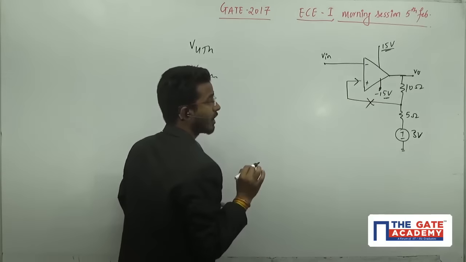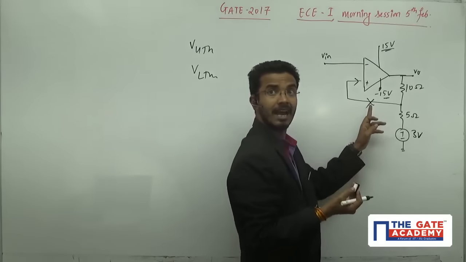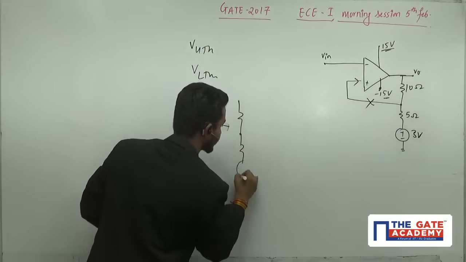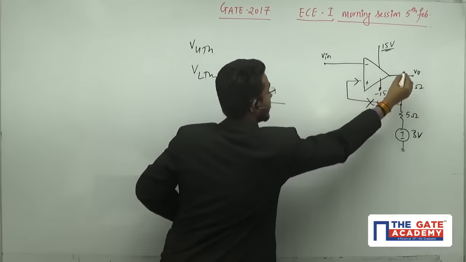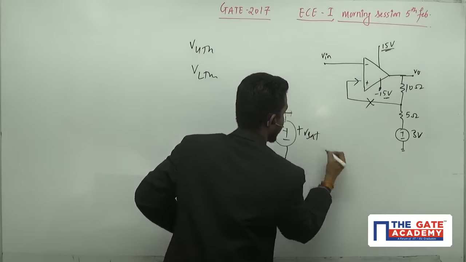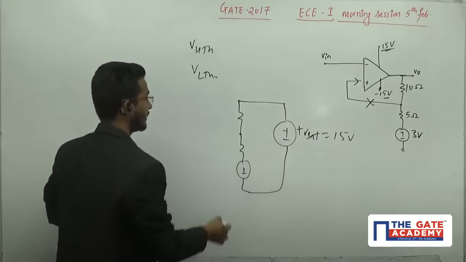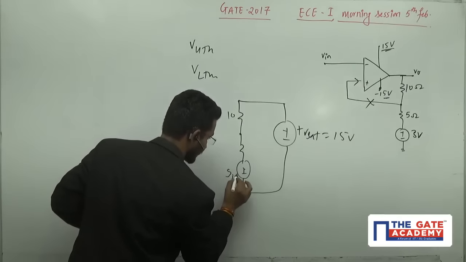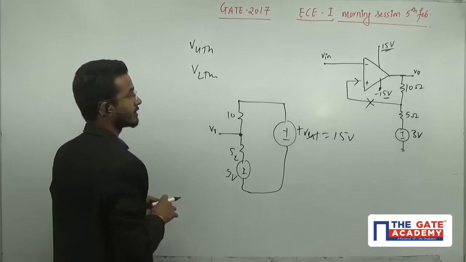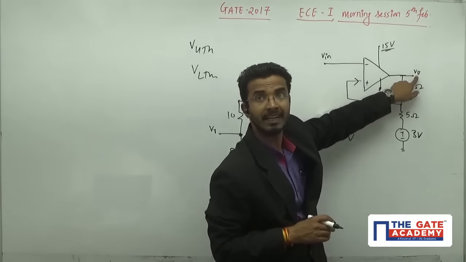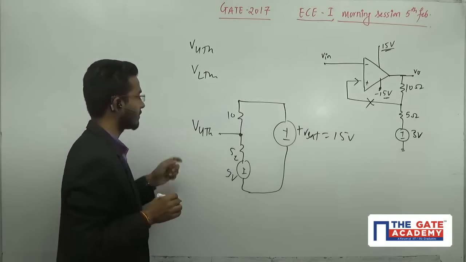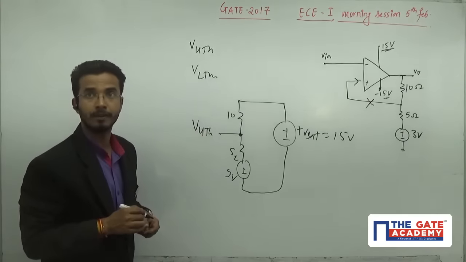It is not physically disconnected, but it acts as an open circuit because no current is going here. That means this circuit can be drawn like this, and here I am assuming the voltage is plus or minus 15, that means plus Vsat. The plus Vsat value is 15 volts, here the value is 3 volts, and here 5 ohm. I am interested in this potential. What is the potential here? Because this is positive Vsat, whatever we get here will become VUTH, the upper threshold voltage.